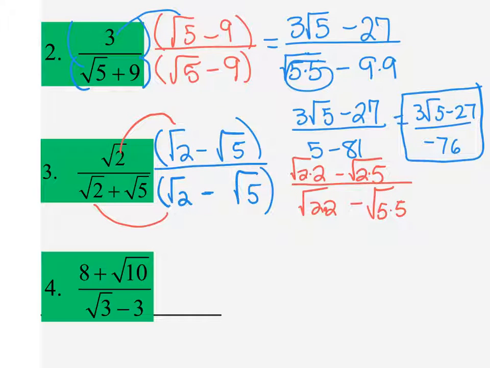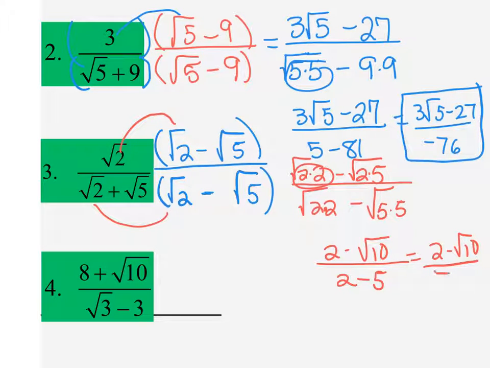Let's simplify. Pair, come out. 2 minus the square root of 10 over 2 minus 5. So at the top, we still have 2 minus the square root of 10, but 2 minus 5 is -3. So here is the final answer. I'll let you try this one, put it in your booklet, and you can show the teacher later.